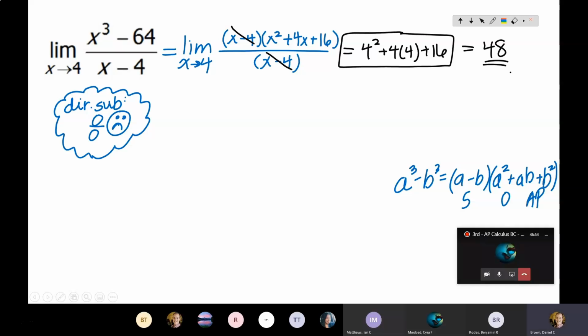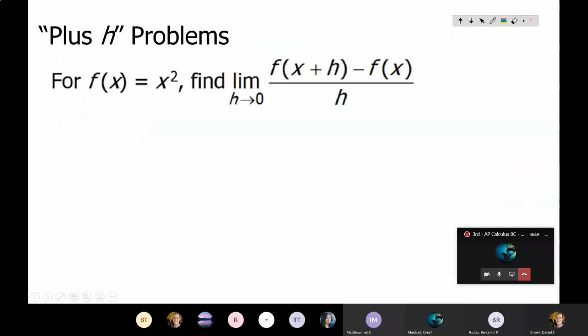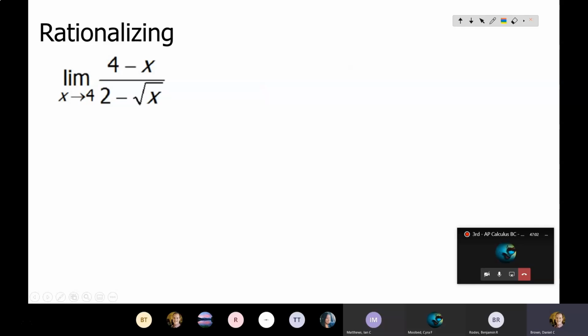All right, let's squeeze in one more example and then I'll finish here and we'll pick up tomorrow. We can also rationalize. So rationalizing is going to be the example when you typically see a square root. Again, always try direct substitution first. This is pretty easy to check because you have 4 minus 4, which is 0. 2 minus the square root of 4, 2 minus 2, which is 0. So we do need to do something. We do need to rationalize.